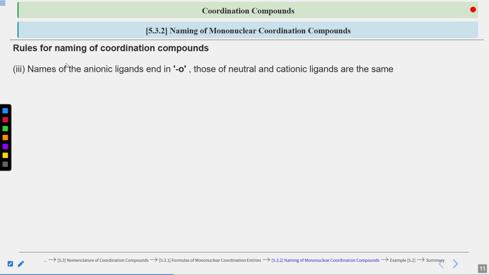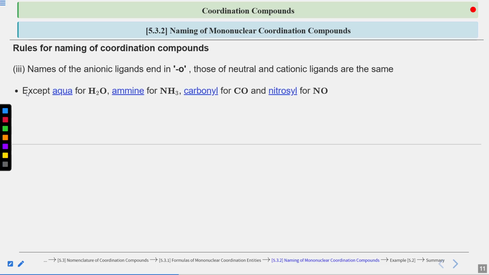The third rule is that the names of anionic ligands end in O, while those of neutral and cationic ligands stay the same. Ligands can be of different types. If the ligand is anionic, having a negative charge, then while naming it you have to end the ligand name with O. You just put an O at the end of the ligand name. And if the ligand is neutral or cationic, then the ligand name stays the same as it is. Whatever the ligand is called, that is what you put in the naming of the coordination compound.